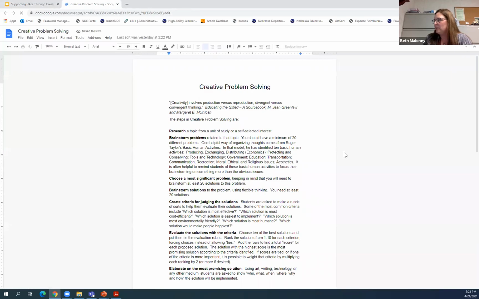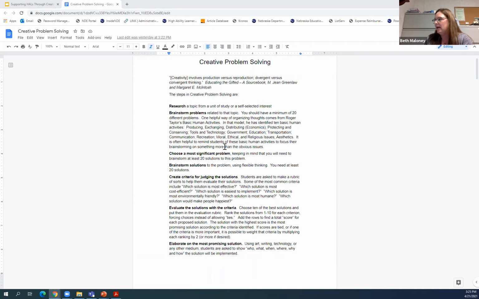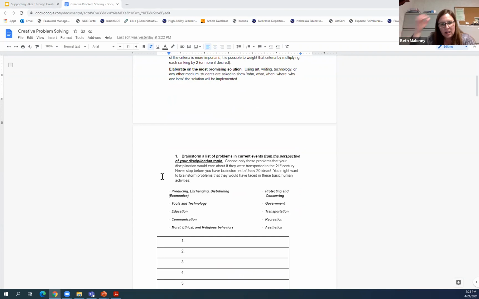This one is creative problem solving, a document that was too big to put in the slide, so I'll just show you the whole document. It's really based on some of Sandra Kaplan's work with disciplinarians. But this is something that takes a while, and I watched my middle school kids struggle with this a lot because they wanted to rush through the process of creative problem solving. It starts with choosing a problem. And as you work through, the kids look at the perspective of whatever the disciplinarian is, and you can simplify it. You don't have to get into all those weeds. But brainstorming a list of problems that have to do with an idea.